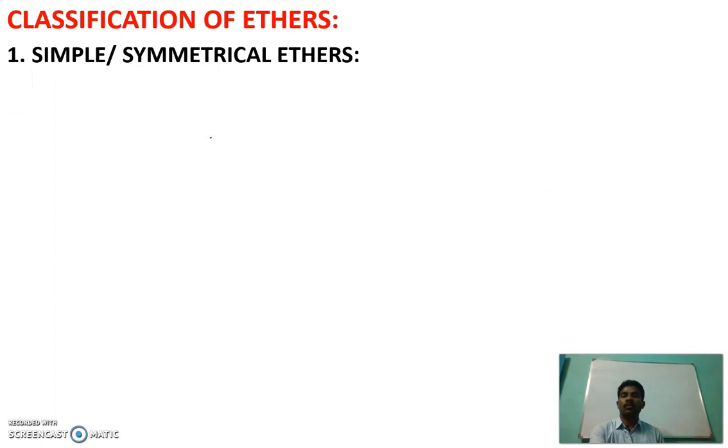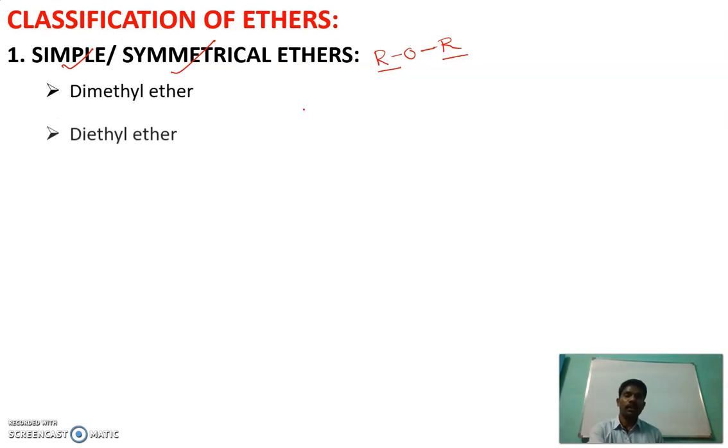First, let's go for simple ethers. Simple ethers are also called symmetrical ethers. Simple ethers contain two similar alkyl groups. The two alkyl groups are similar in case of simple or symmetrical ethers. Examples for simple ethers: dimethyl ether, diethyl ether.